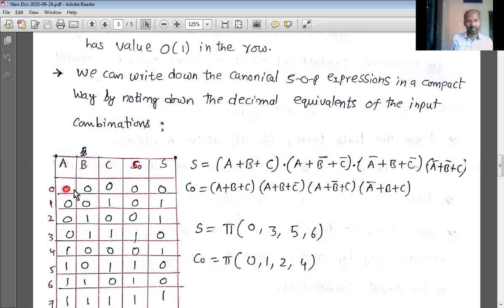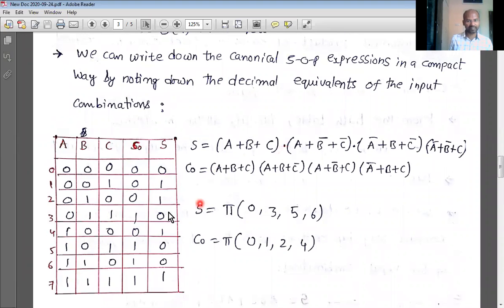Uncomplemented A plus, we are writing the maxterms, maxterms means sum terms. B also 0, so write the uncomplemented form. C also 0, we write the uncomplemented form. Since it is a product of sums, this is one sum term, this is another sum term, and the product operation comes in between. Now identify another input combination which produces output 0. So there is another combination here.